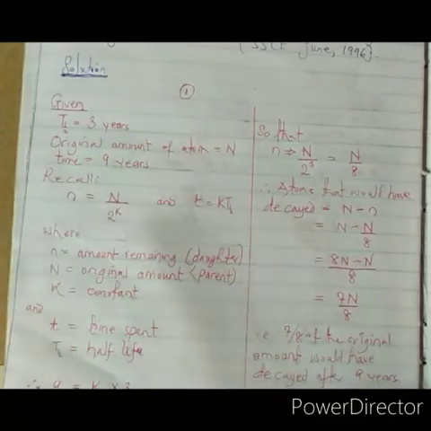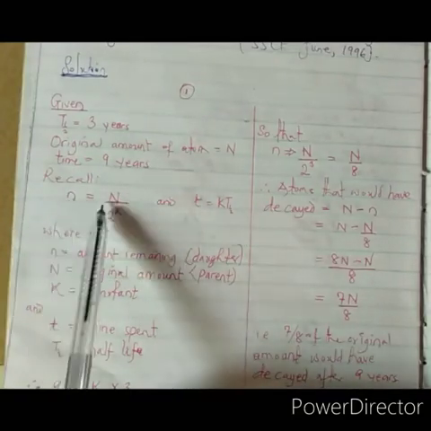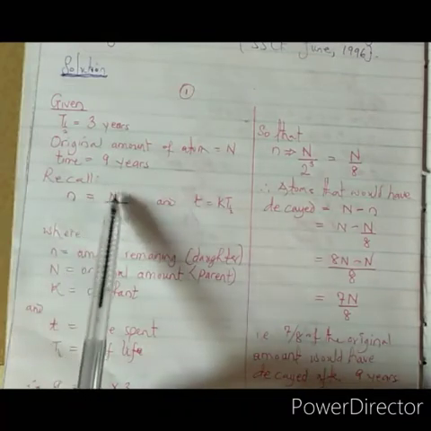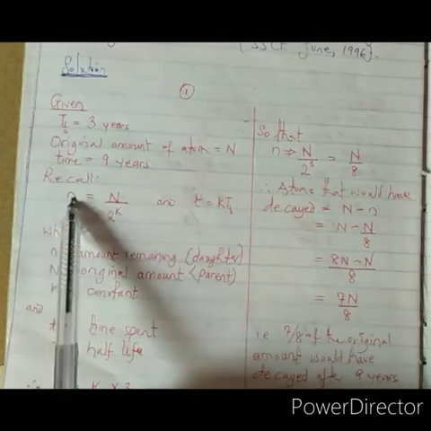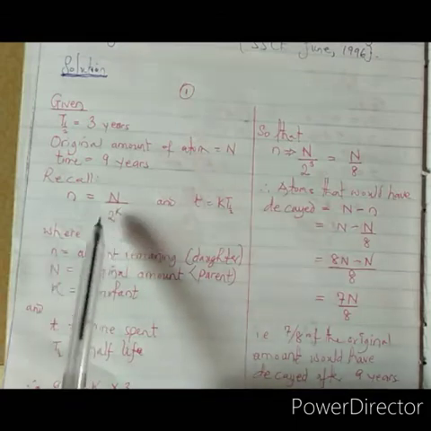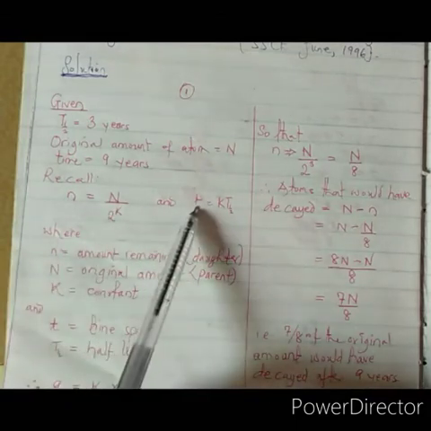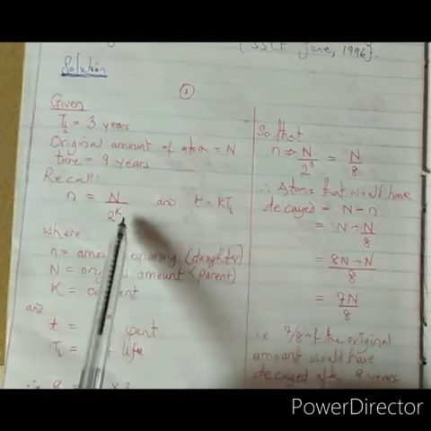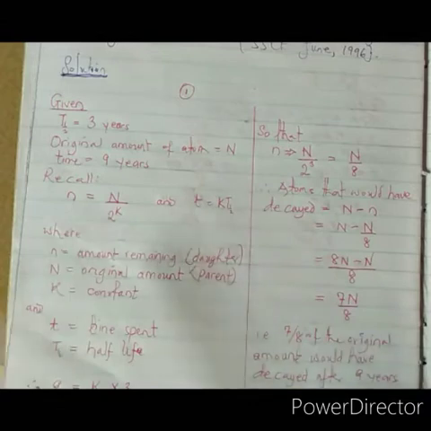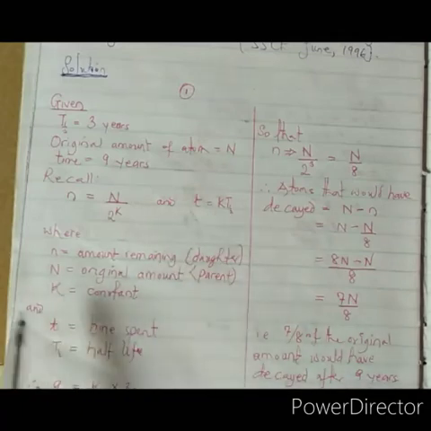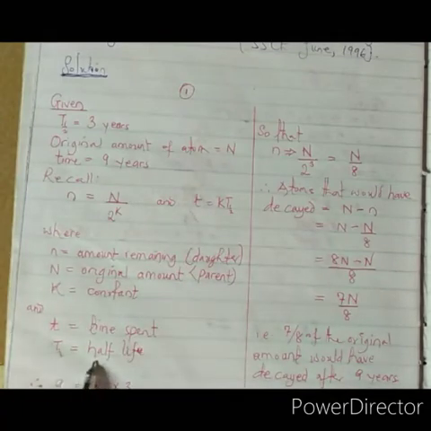The small n is the amount remaining. The capital N is the original amount, which is the parent amount or parent nuclide or parent element. The small n is the daughter element. N over 2 raised to k, where k is just a constant. And the other one is t, the time taken, which is k times the half-life. So n is the amount remaining, the daughter, the capital N is the original amount, the parent, k is just a constant, t is time spent, and t half is the half-life.